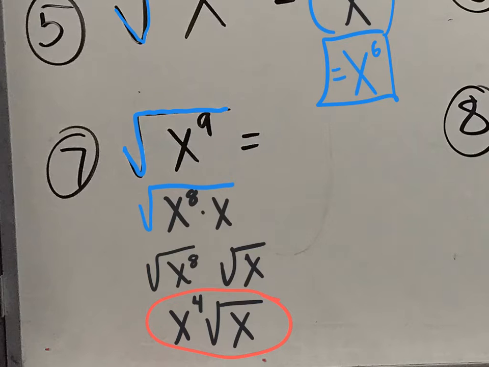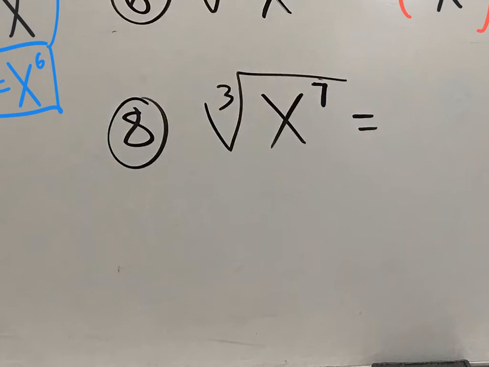Let's move on to the last one. This is the third root of x to the 7th. Now remember, the third root is really the same thing as the power of 1/3. Which means I would love if this number were 9, because that would be divisible by 3. But it's 7. It's not divisible by 3. So what I'm going to do is rewrite with multiplication.